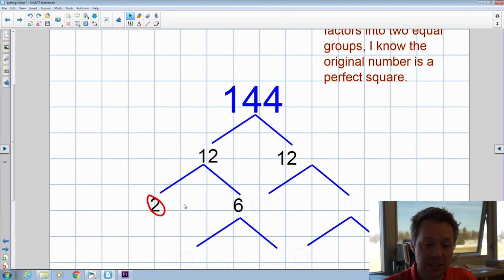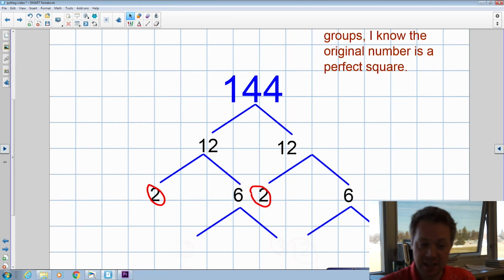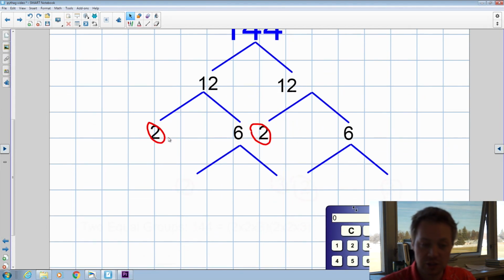So 12 can be divided by a 2, and 2 times 6 is 12, so the number that belongs on the factor tree beside that is 6. The other 12 is broken down into 2 and 6. Then each of those 6's can be broken down into a 2 and a 3. And the other 6 here, obviously, a 2 and a 3.